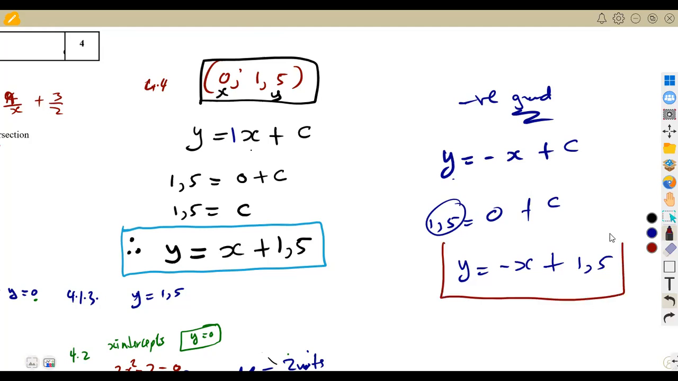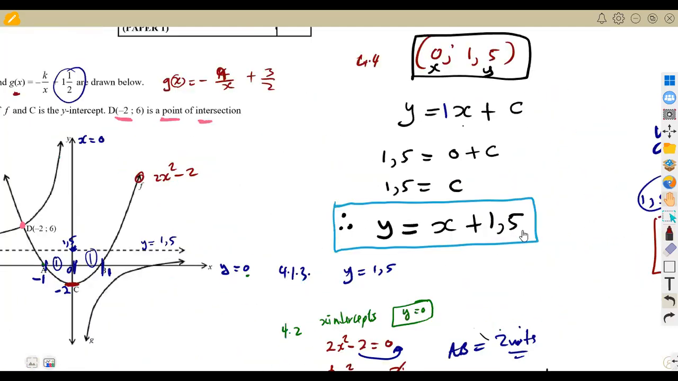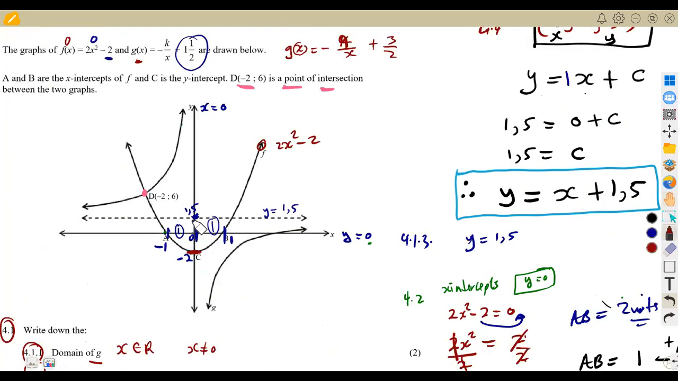So since we see that 1,5, guys, let me conclude this way. On our graph here, we can see that 1,5 is on the y-axis. It is the value of y when x is equal to 0, which is our y-intercept.